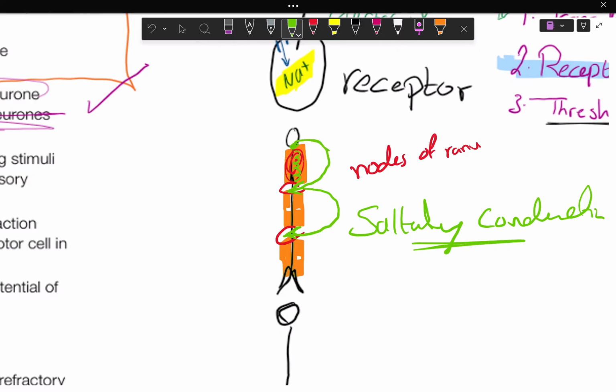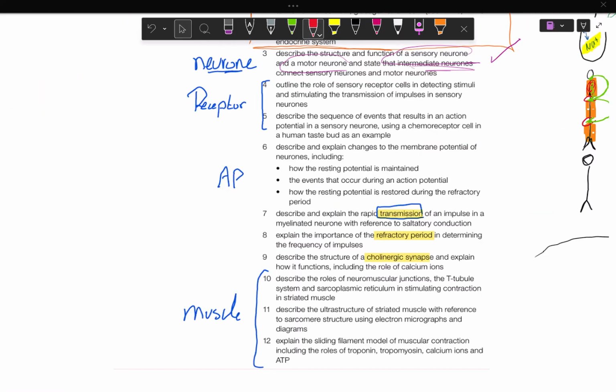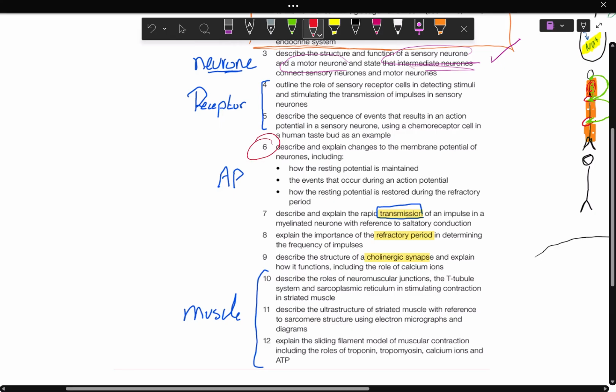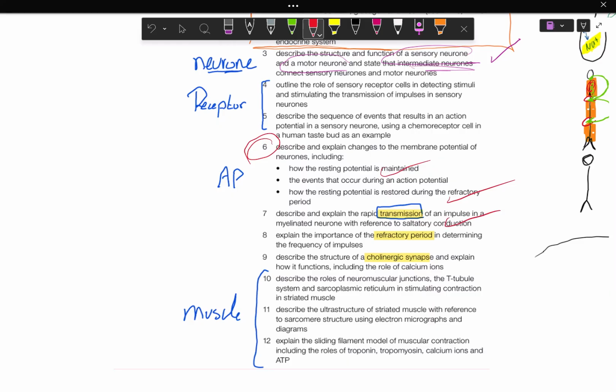So this is called the local circuit. It's going to make it longer. So we have a longer local circuit. Look back here. We saw how an action potential is generated and how a resting potential is returned, and the importance of the refractory period and the transmission. Now we have to take the cholinergic synapse.